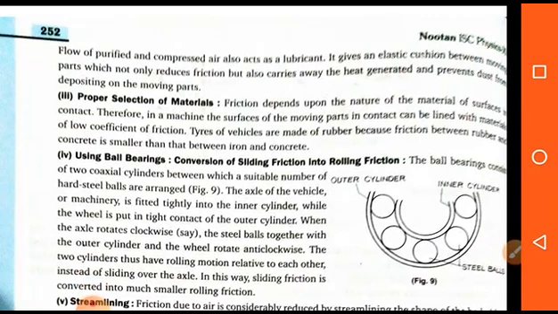Student, in this chapter you have to learn only some proper definitions, the types of friction, and how we can reduce friction, because this chapter is important, but generally only one question is asked from this chapter in the board examination. So only 2 to 3 marks are generally asked in the board examination from this chapter. Clear?